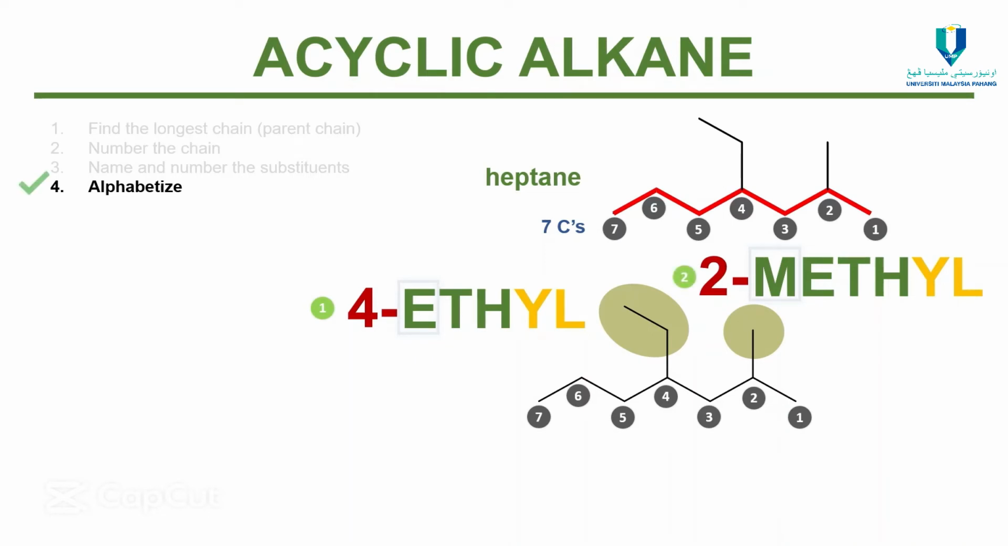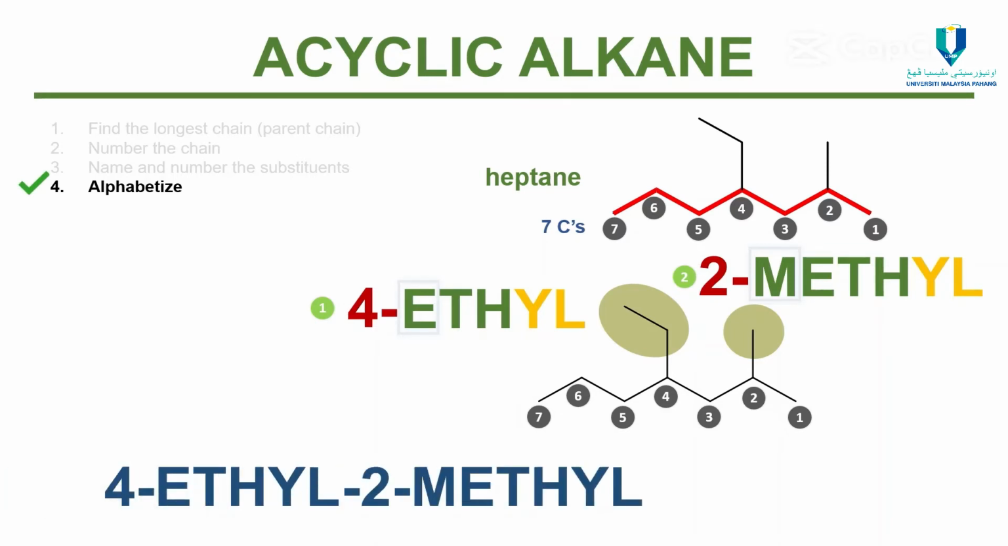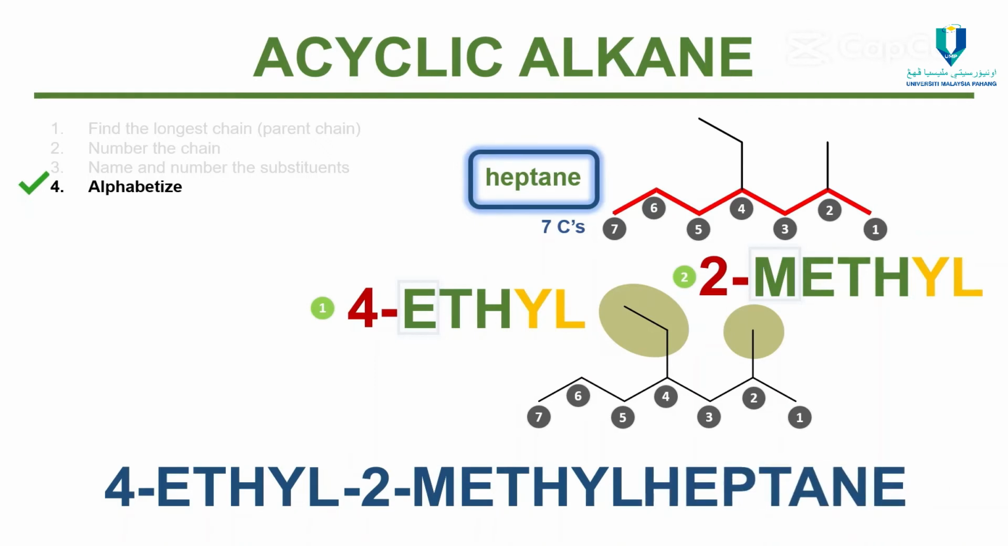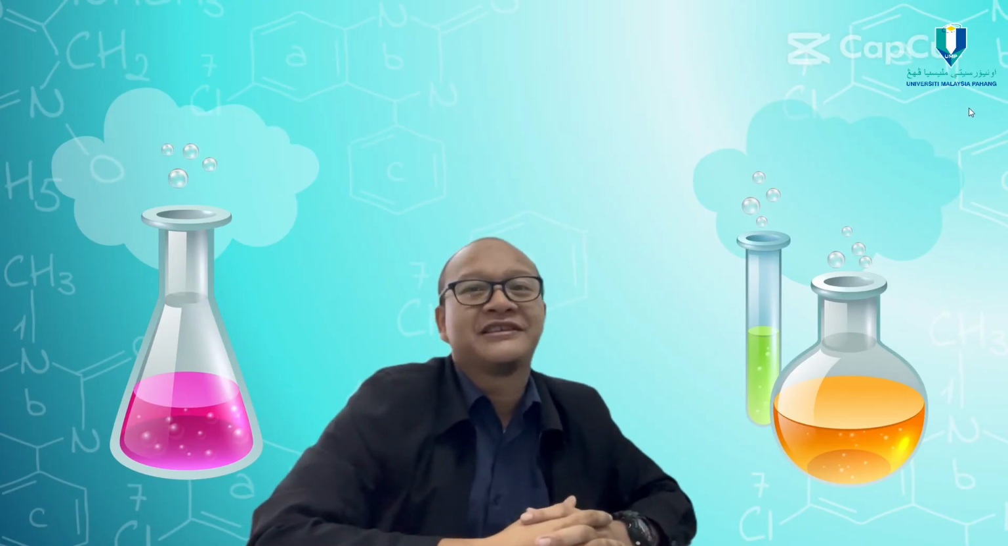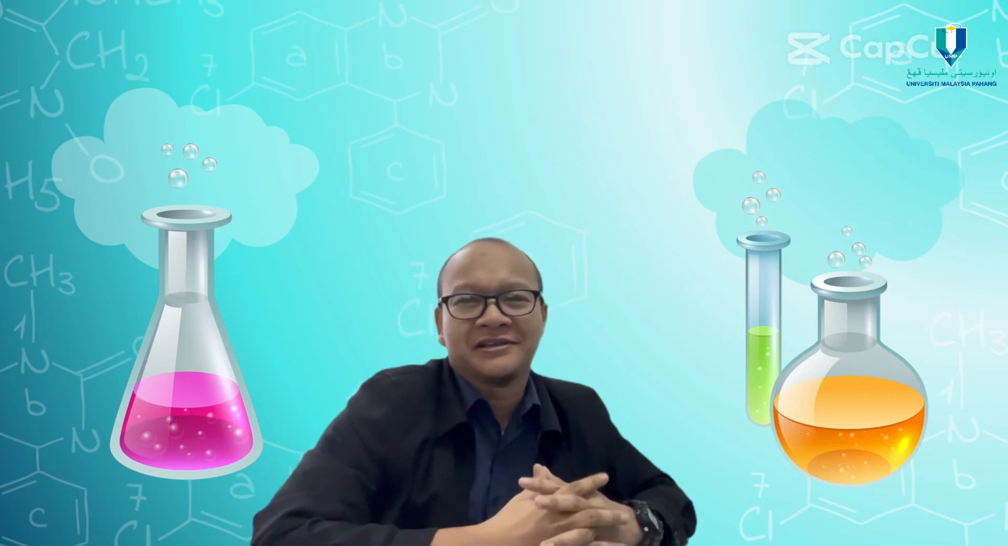So just go ahead and arrange. So we have 4-ethyl followed by 2-methyl, and we have heptane as our parent chain. You just combine and got the answer: 4-ethyl 2-methyl heptane. Super duper easy. Okay, now let's try the more complicated compound.